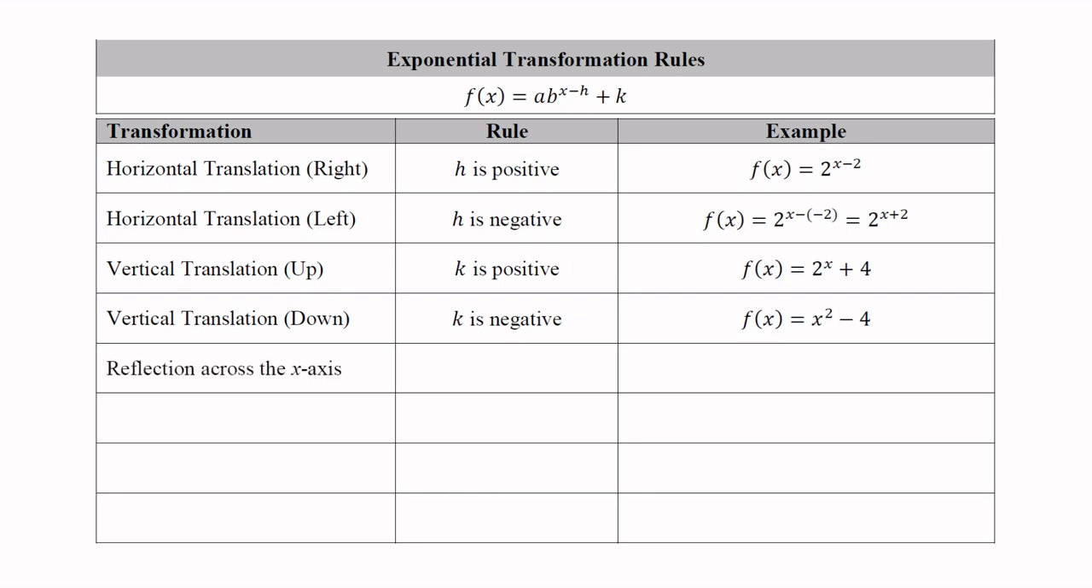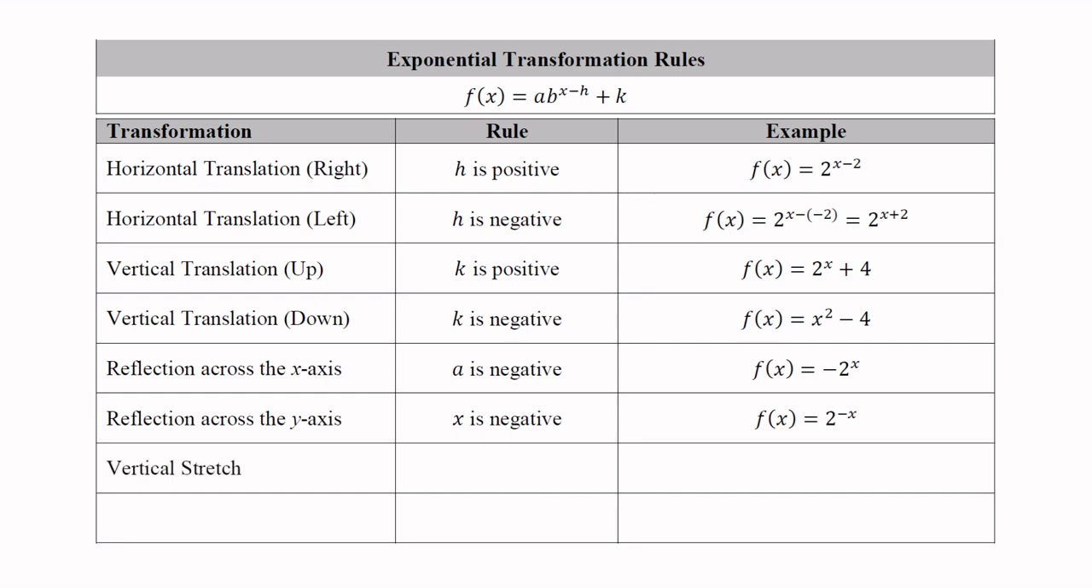Reflection across the x-axis occurs when a is negative, so you'll have a negative out in front. But you can also have a reflection across the y-axis with an exponential function. That happens when x is negative, and the negative will be in front of the x in the exponent. A vertical stretch occurs when a is greater than 1. So for example, 3 times 2 to the x. And a vertical compression happens when a is between 0 and 1. So for example, 1/3 times 2 to the x.